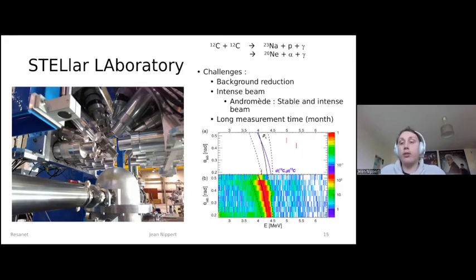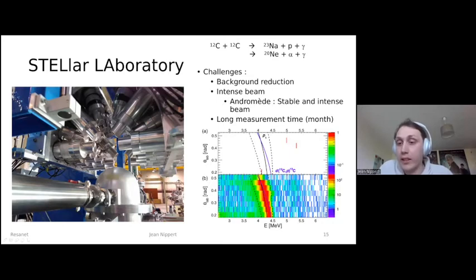Just to give you a hint, this is a spectrum for one particular kinematic line, that is P1, at the energy of 2.16 MeV in the center of mass system. So we are really deeply under the Coulomb barrier, and the signal is really, really low. And you can see two lines.